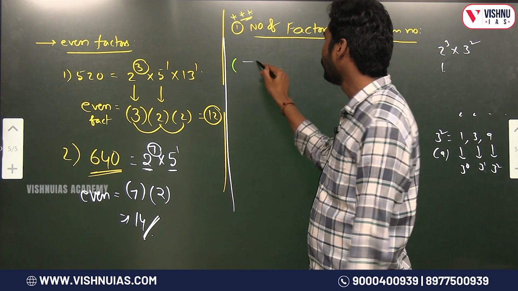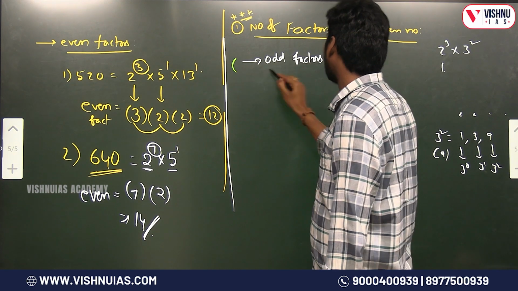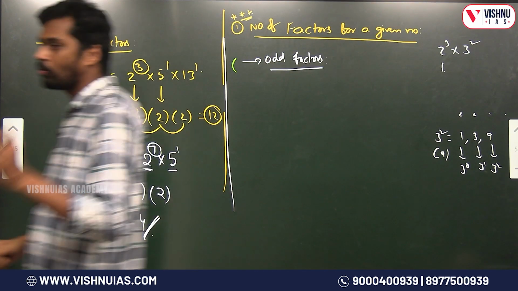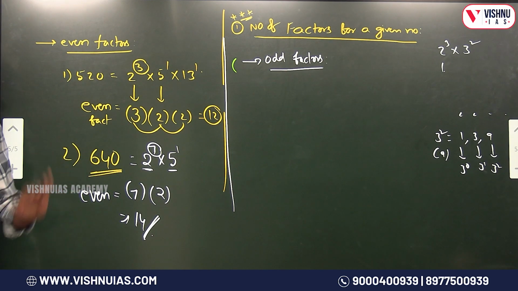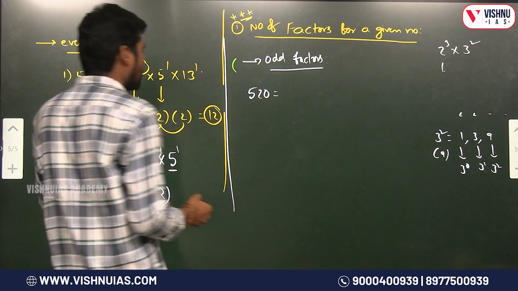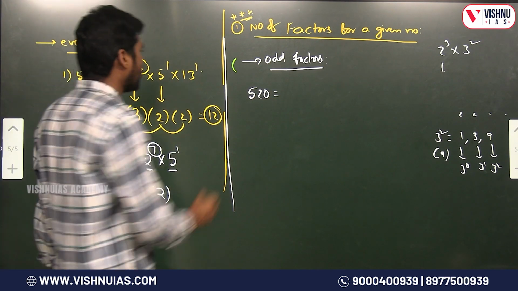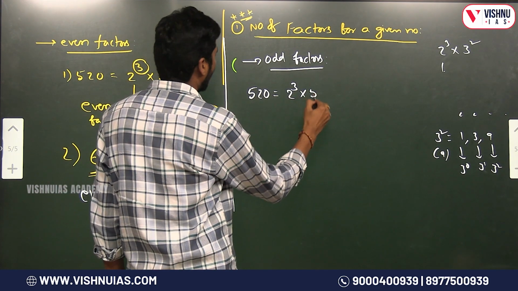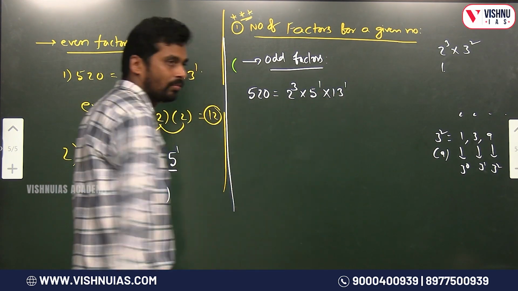Okay. And similarly, if you look at the odd factors. So one thing is, from the total factors we can subtract the even factors. Otherwise, we can directly do the problem. Suppose again I take the number 520. As usual, you first write the number as a product of prime numbers. What is that? 2 cube into 5 power 1 into 13 power 1.